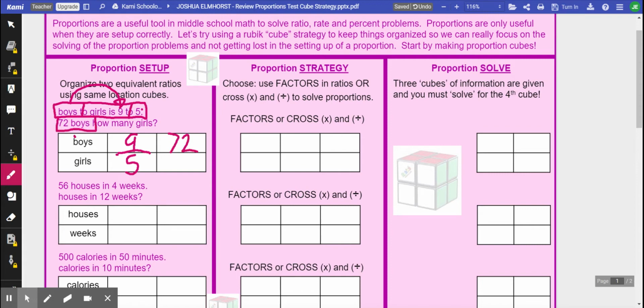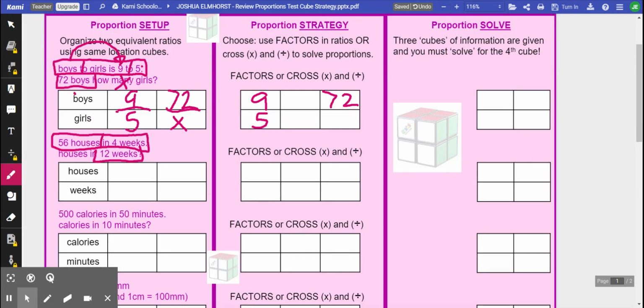All right, and then we've got 72 boys. Since that's boys, we're going to put that in a little block by itself and then put that on the other side. Okay, so we got 9, 5, and then 72, and it says how many girls. So that's our x. We don't know. We're just going to hang on to that information, and once we get over to the solving part, this is just going to slide over here until we get to the solving.